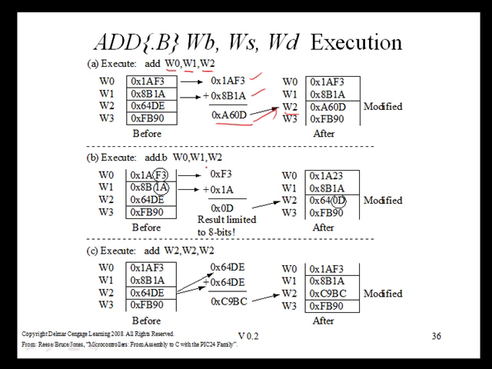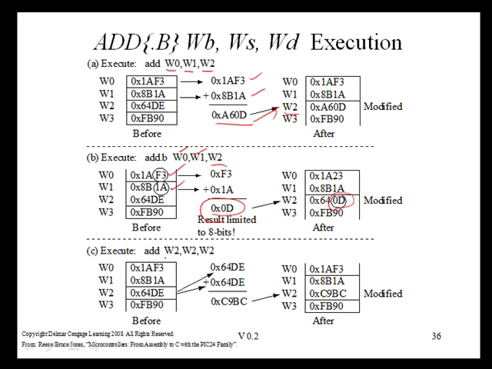Here we're going to do the byte form of this. Notice that we're going to take the least significant byte of W0 and the least significant byte of W1, add those, get this result, and notice that the result, which is placed in the least significant byte of W2, only affects the least significant byte of that register.